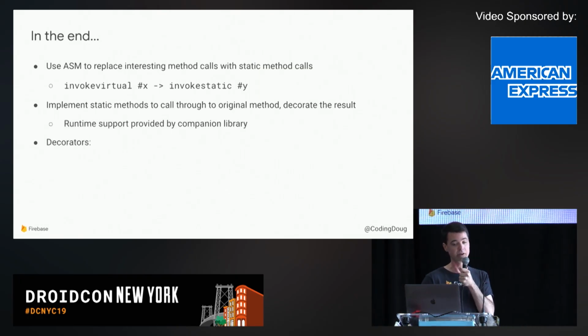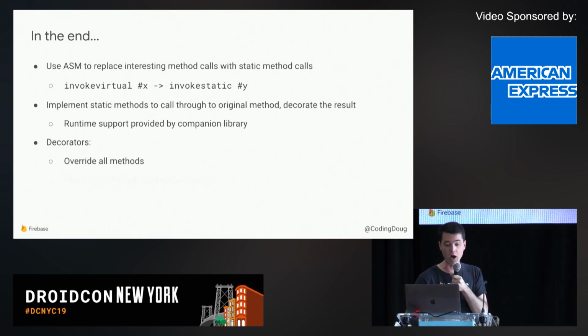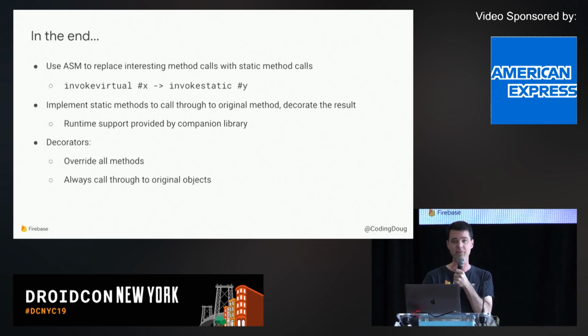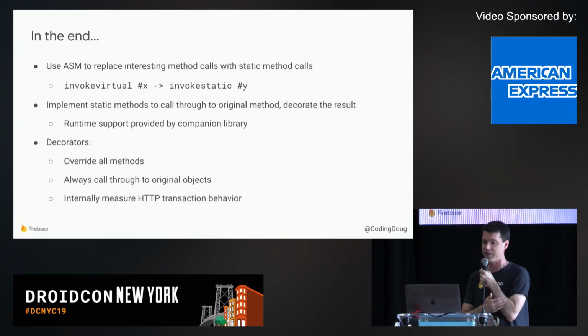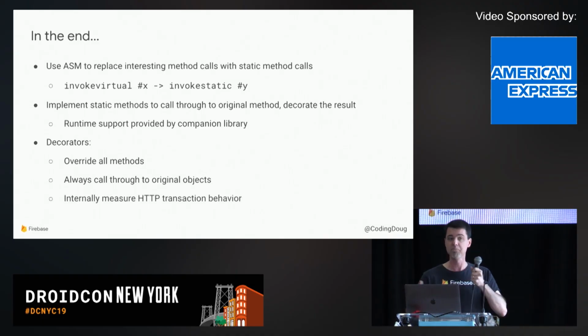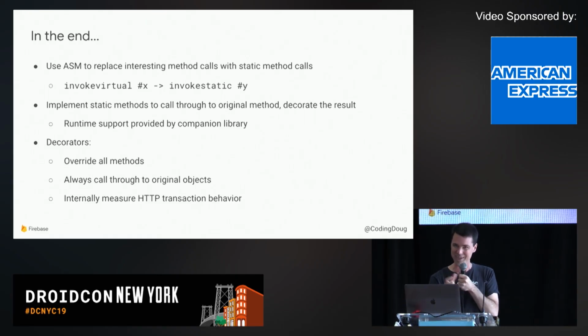And we have decorators here. The decorators for all of these methods have to override all the methods. They always have to call through to the original object so they don't change the way they behave, but they internally measure the HTTP transaction behavior. So that's kind of what we went through. When you sum it up, it doesn't seem like very much, but when you get right down to it, there's really, really gritty bytecode stuff going on using that weird trick.